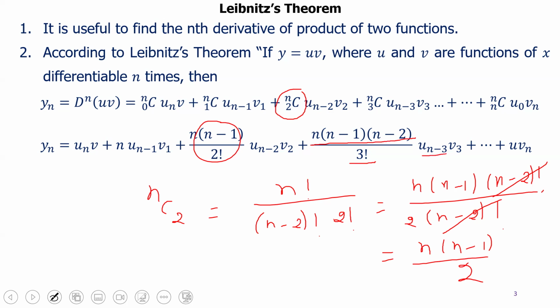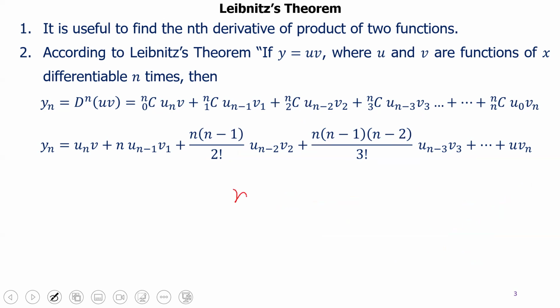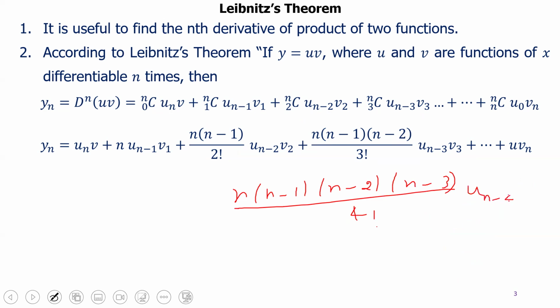This one is nC3 u_(n-3) v3. And if we again take nC4, it is nothing but n into (n minus 1) into (n minus 2) into (n minus 3) divided by 4 factorial, with u_(n-4) v4, and so on. And if we write the last term, nCn is nothing but 1. So we have only u v_n.